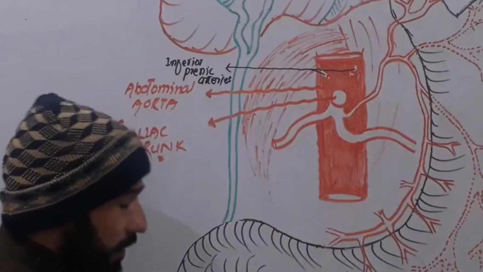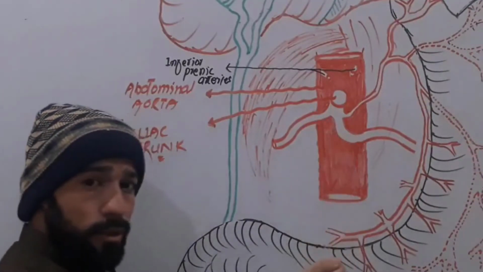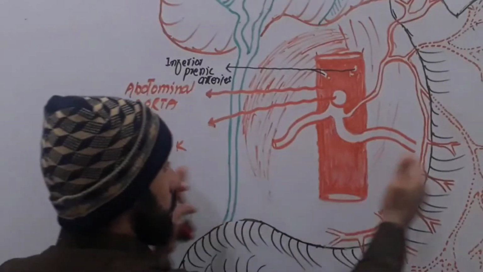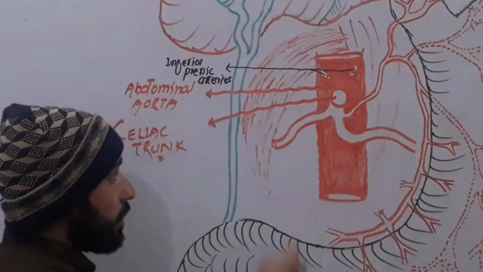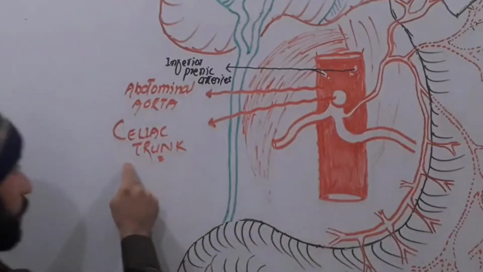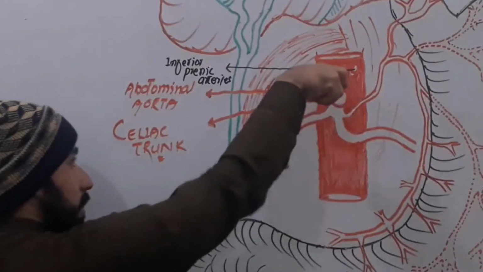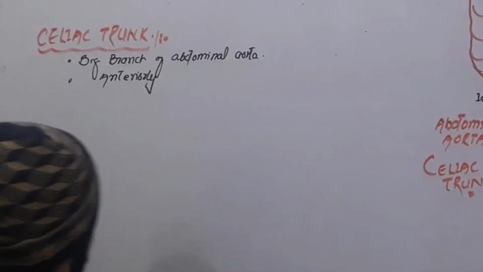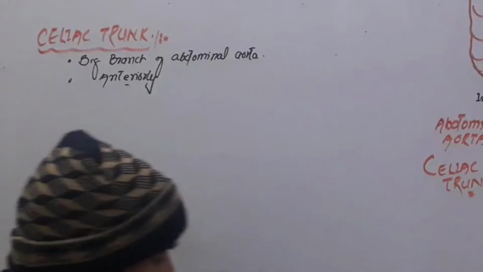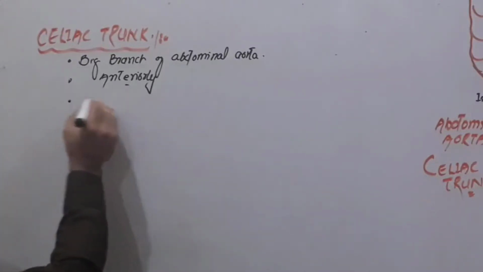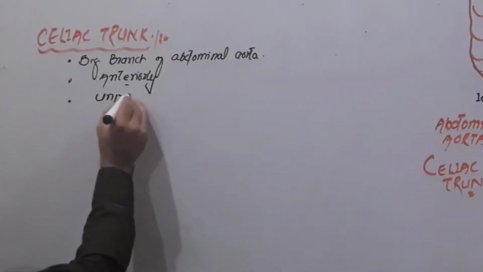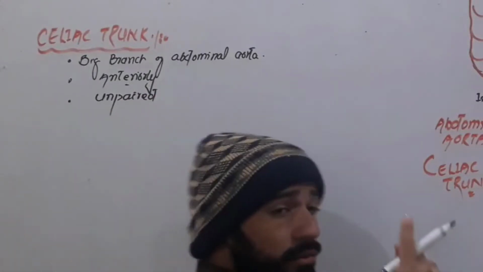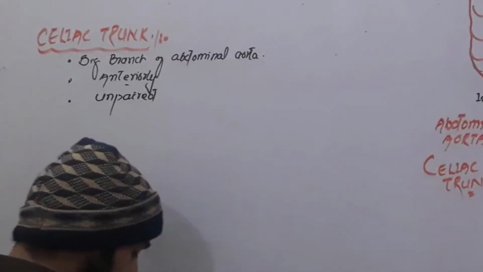You can see, friends, there are some anterior branches of the abdominal aorta, then there are certain posterior branches, and then there are some lateral branches, right? So this anterior trunk, the first trunk, the celiac trunk, arises from the anterior aspect of the abdominal aorta. It arises anteriorly, and the next thing is that this artery is an unpaired artery. It does not have any pair.